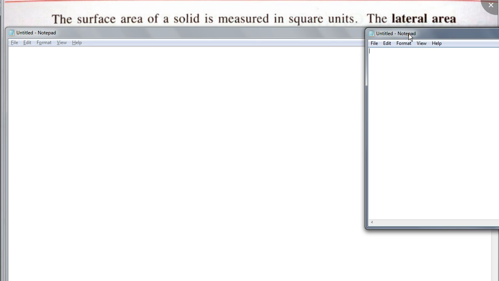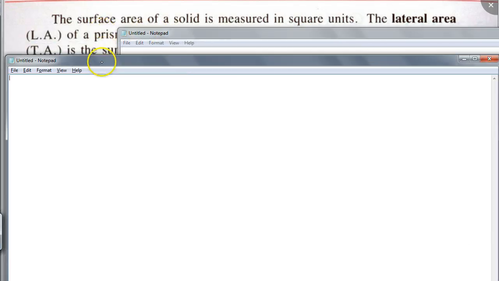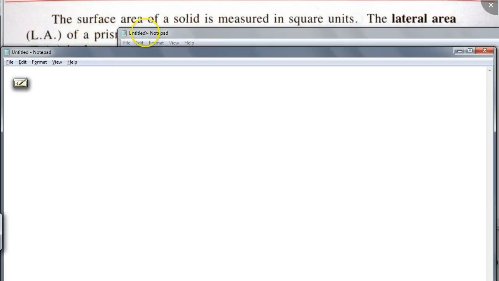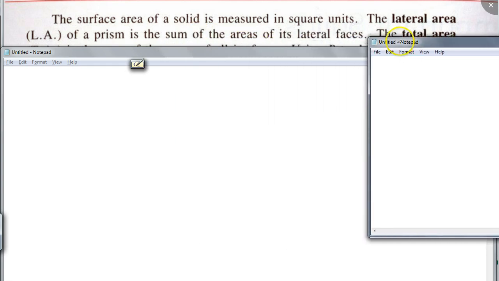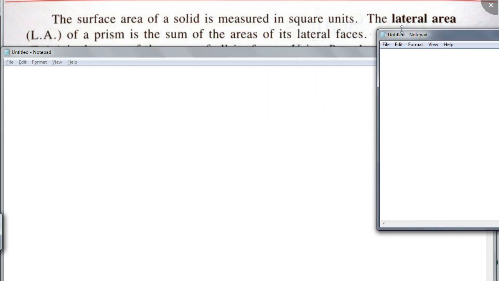Anybody have any guess? Yes, how about Jocelyn? The area of the lateral side. Exactly, the area of the lateral faces. They call it LA, the lateral area. It's the sum of the areas of the lateral faces. Pretty straightforward. So on your homework tonight, they're going to ask you to find LA, and it stands for lateral area. These are basically the sum of the areas of the lateral faces.